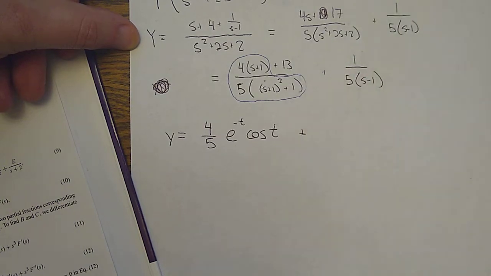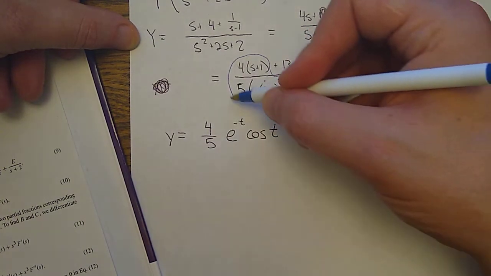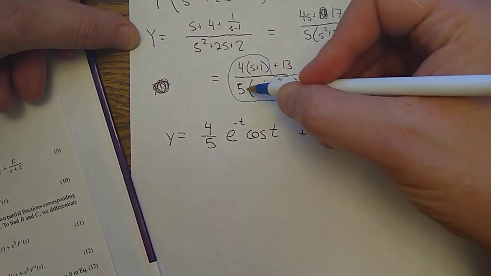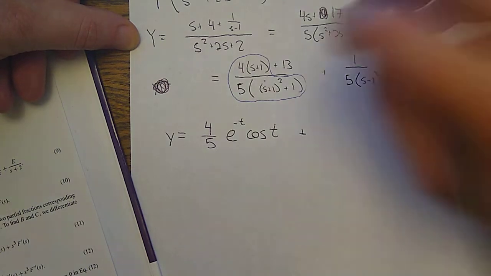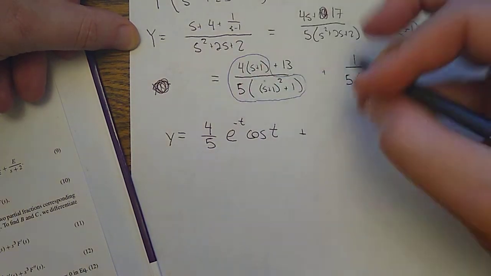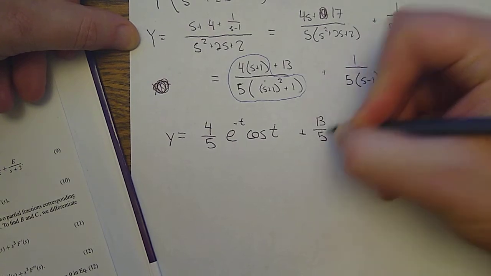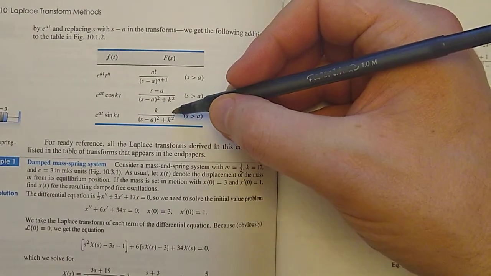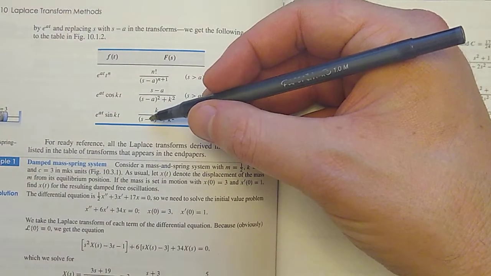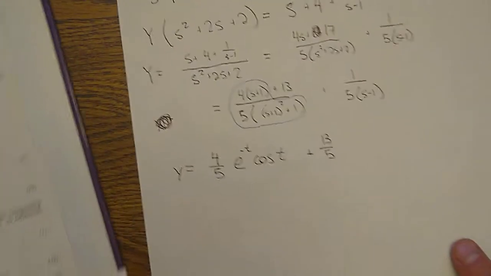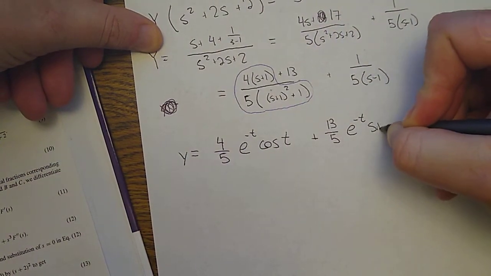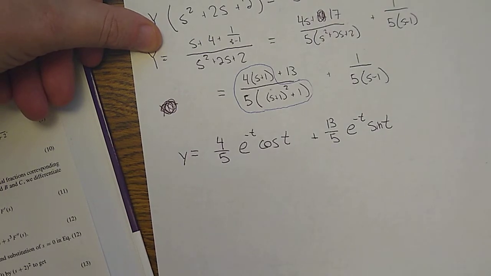Plus, now I would have this part. I don't want to really draw a circle around it because it's going to mess up the picture, but 13 over this. So when I'm doing 13 over this, first of all, 13/5 is just a constant. And other than that, I can act like this is a 1 over this, which looks like this, because k is 1 and a is -1. So 13/5 e to the -t sine kt.